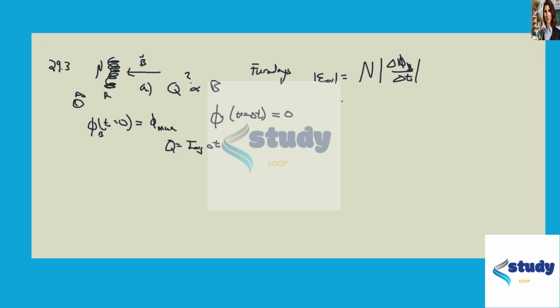Now we can write this out as N times the change in flux. Since the change in flux is the final minus the initial, and we're just looking for the magnitude, the absolute value is just phi max, our max flux, all over delta t.